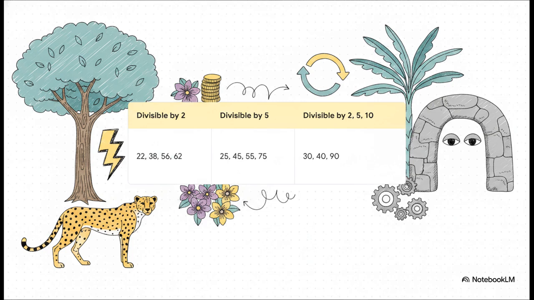Look at the first column. Numbers ending in an even digit are perfectly divisible by 2. In the middle, numbers ending in 5 are divisible by 5. But look at that last column. Numbers like 30, 40, and 90 end in 0, meaning they are perfectly divisible by all 3. 2, 5, and 10 are all common factors for those specific numbers. It's like hitting the mathematical jackpot.